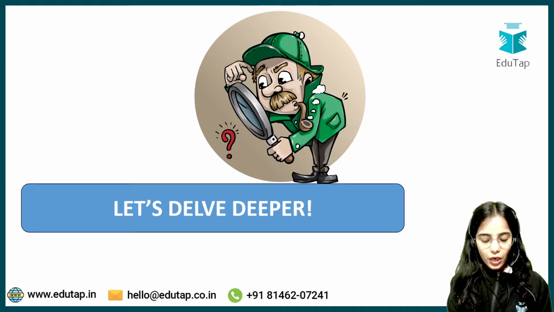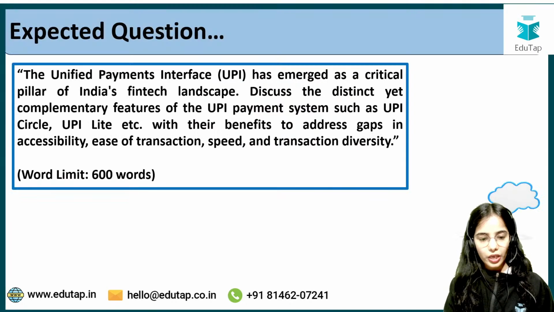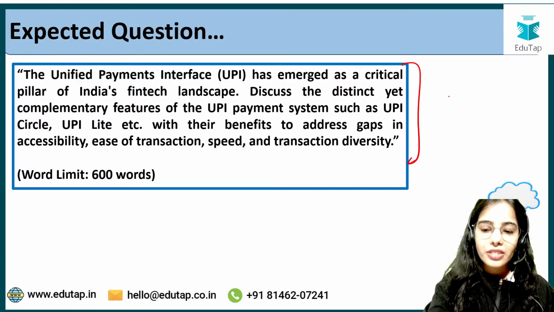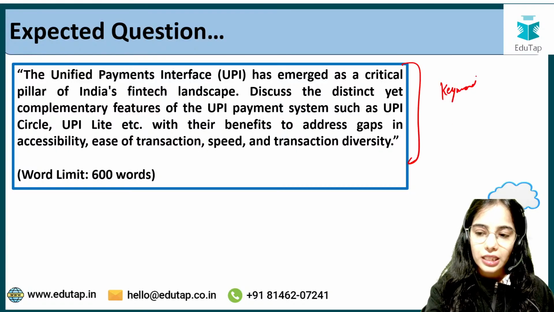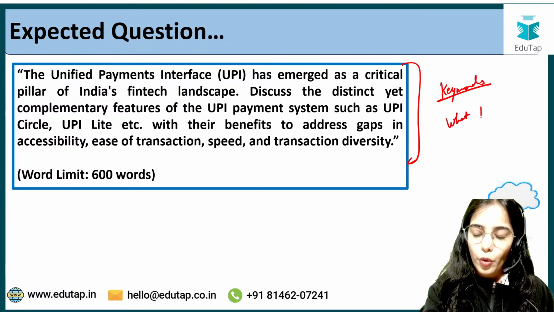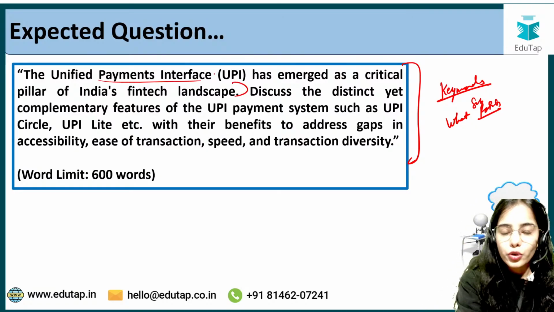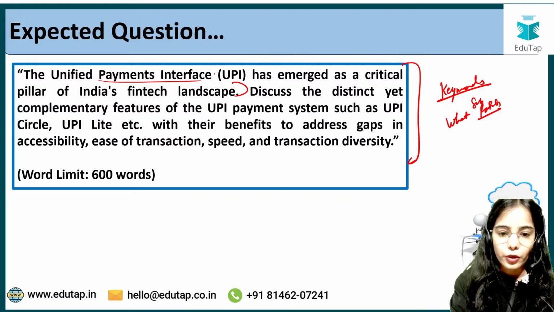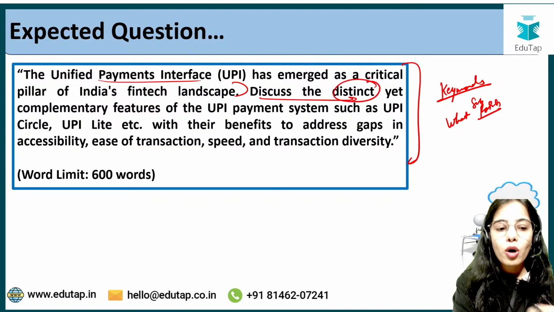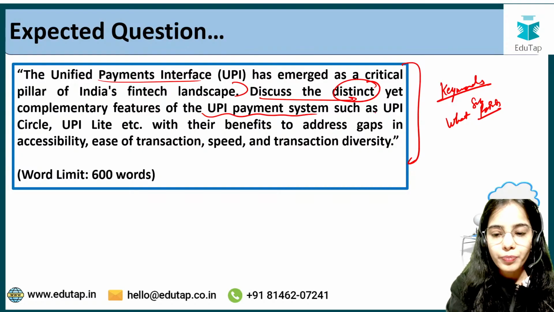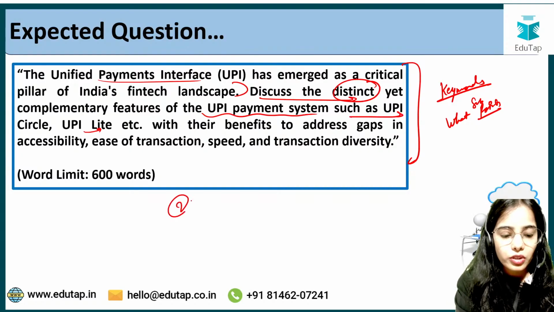Now again we will see the question, and then I will ask you what you can write as the answer. Okay, so this is the question. Whenever you see a question, the first thing is to find the keywords, that is, what points or sub-questions are there in the question. Basically the first line is about UPI, a wonderful system that we know. Discuss the different yet complementary features of the UPI payment system, such as UPI Circle and UPI Lite. So two of the features have been given here, and you have to discuss them with their benefits.